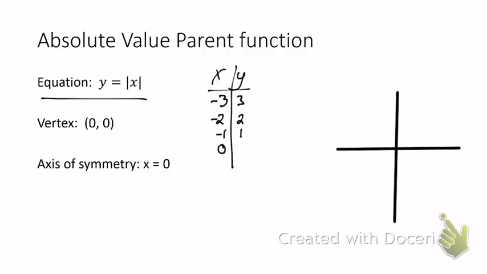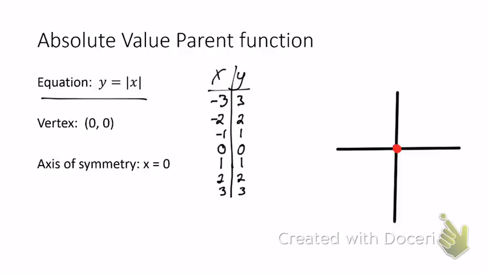But when I get to 0, the absolute value is 0. It's not negative. It's got to stay the same. Same with 1. If we have a +1, it's going to stay positive. 2 would stay +2. 3 would stay +3. So on and so forth.